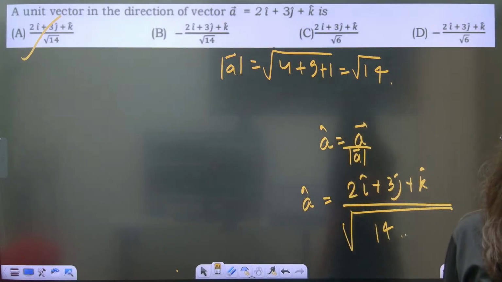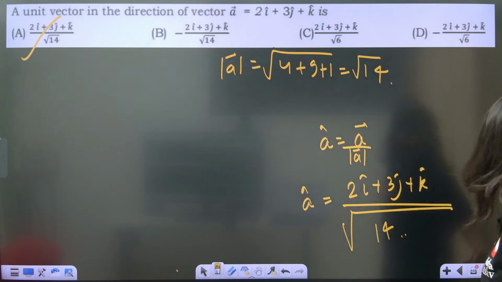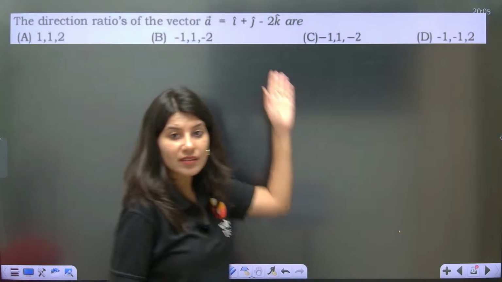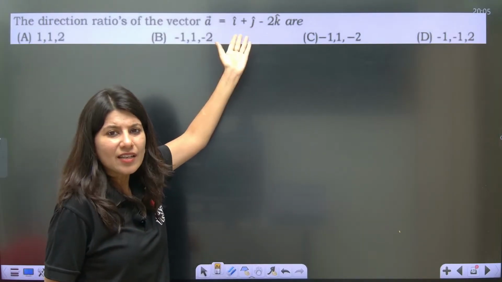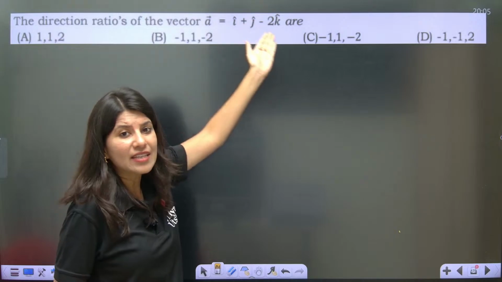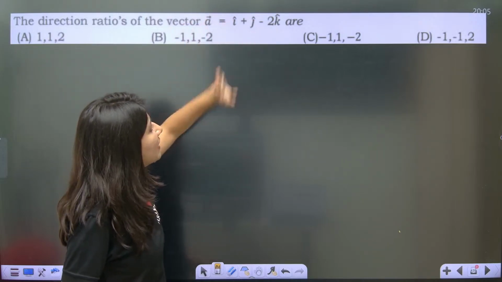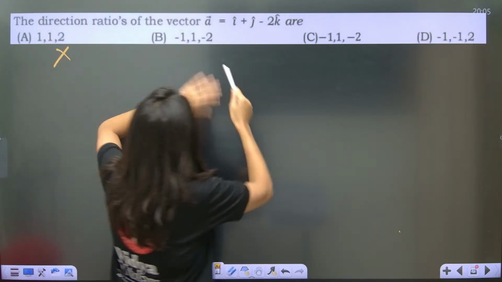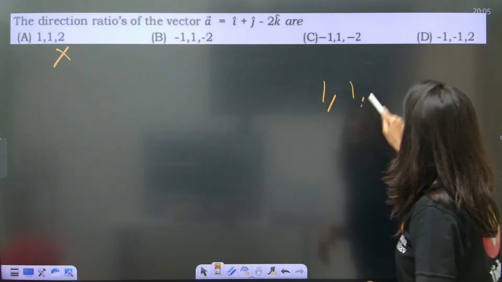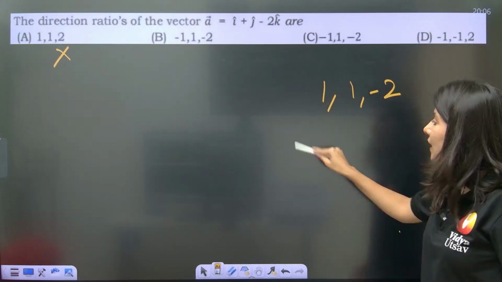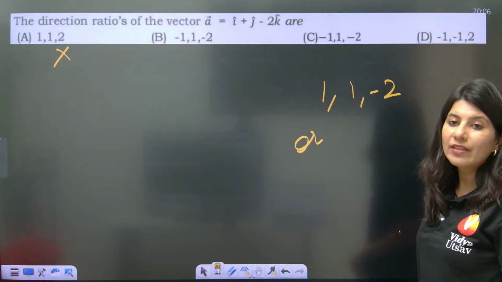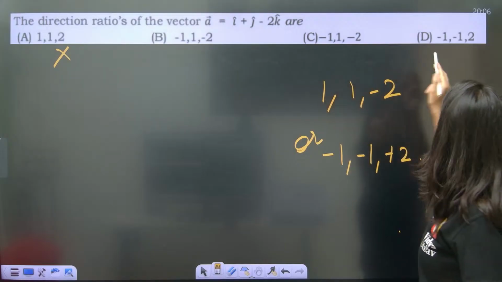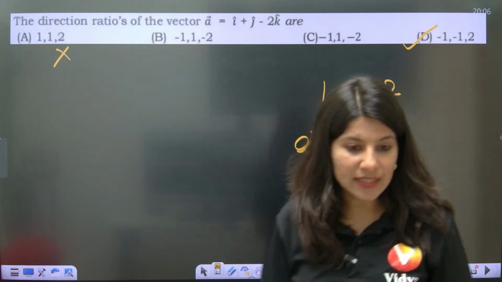Next question. Direction ratio of this vector they are talking about. Direction ratio, very simple. Direction ratio will be nothing but the coefficient of I, J and K cap. So 1, 1, minus 2. Find 1, 1, minus 2. It is not here. If 1, 1, minus 2 is not there, what you can do is multiply with a negative sign: minus 1, minus 1 and plus 2. Option D is absolutely right.